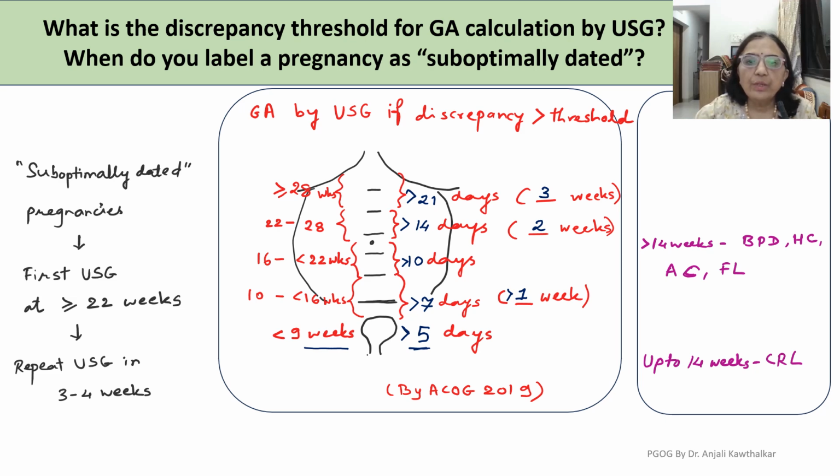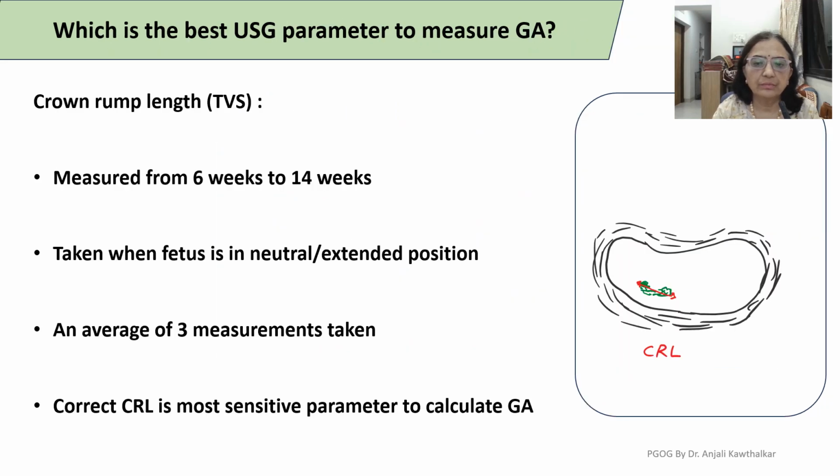Greater than 14 weeks, on what basis are we calculating the gestational age? What we are measuring is the BPD, biparietal diameter, head circumference, abdominal circumference, as well as femoral length. Whereas up to 14 weeks, what we are using is the crown rump length. Our next question is, which is the best ultrasonography parameter to measure gestational age? We have seen so many things we measure. Which is the best? Your answer is crown rump length.